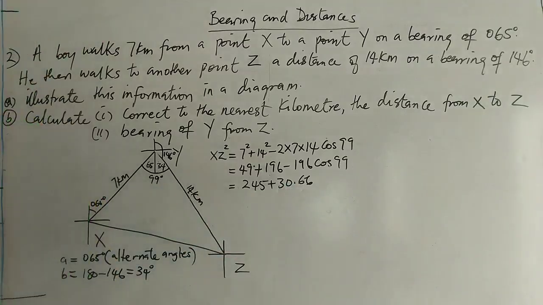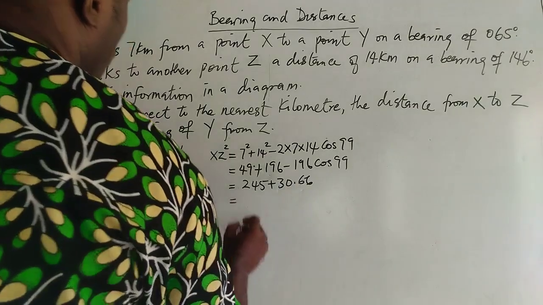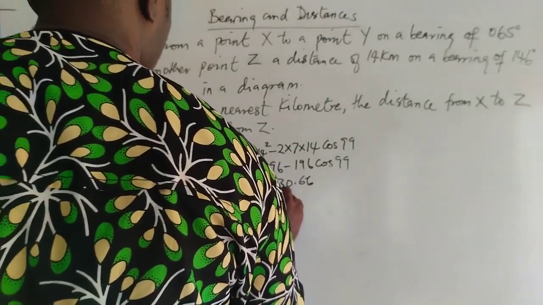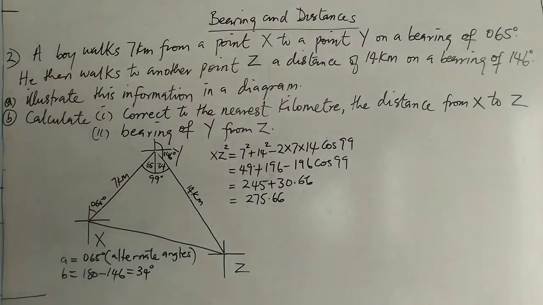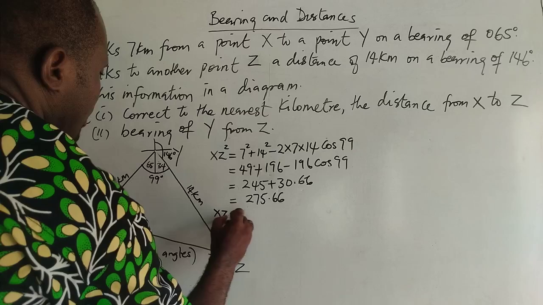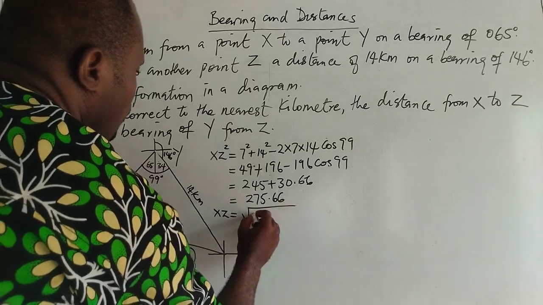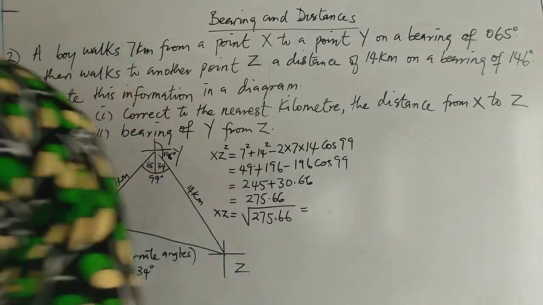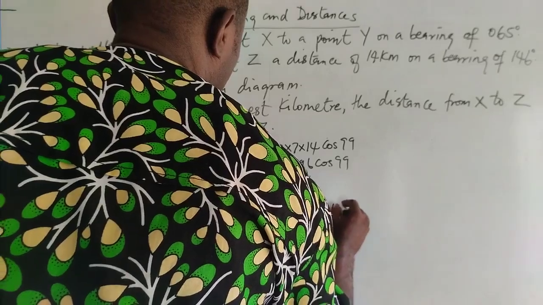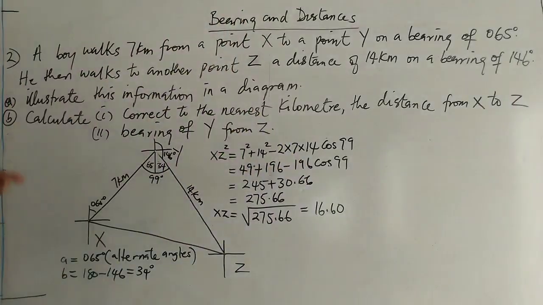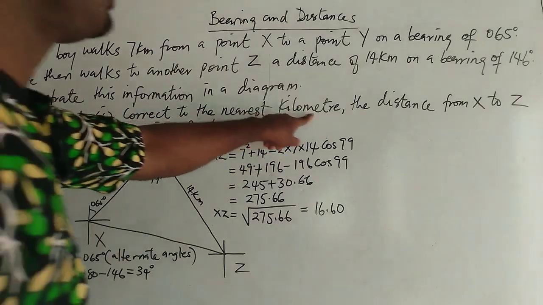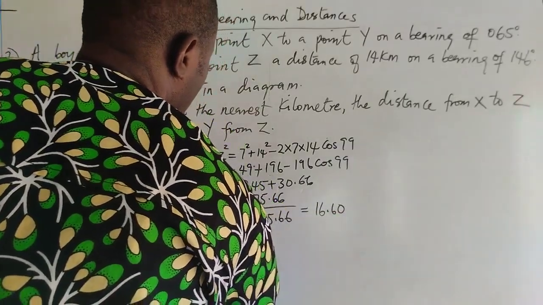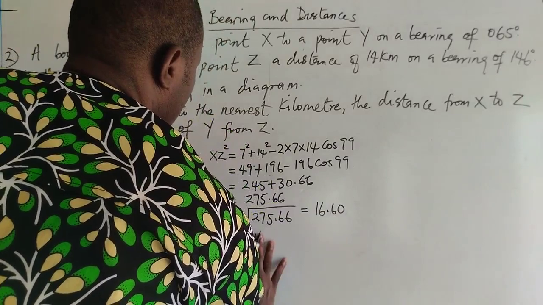If you do that and continue, that will give you 275.66. Then xz is equal to the square root of 275.66. And that will give you 16.60. And the question says, correct to the nearest kilometer. And if you correct to the nearest kilometer, it will give you 17 kilometers.